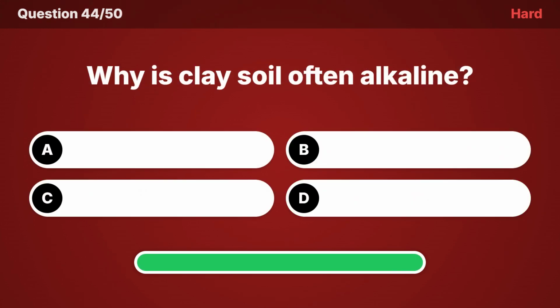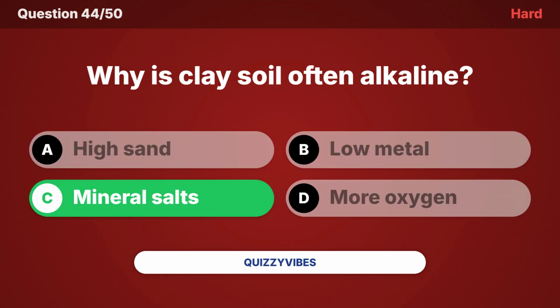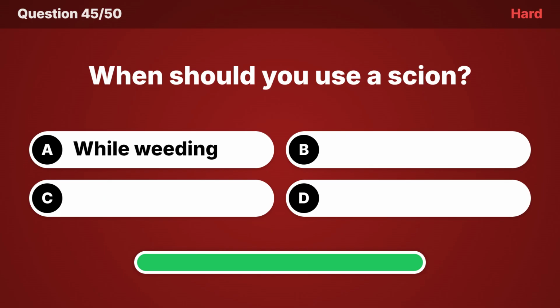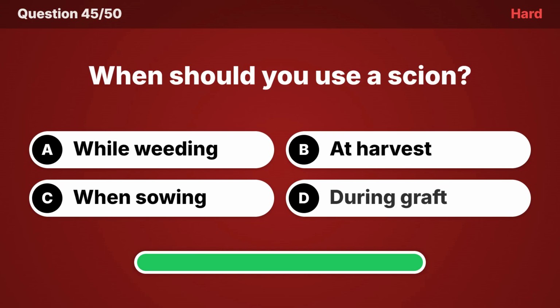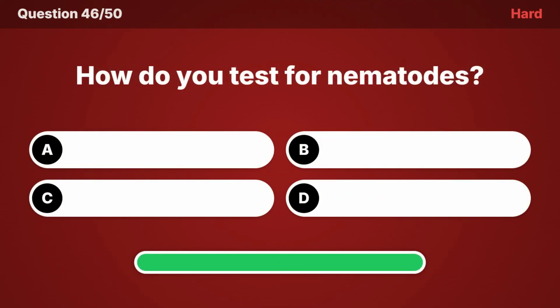Why is clay soil often alkaline? Here is the answer. Mineral salts. When should you use a scion? The answer is during graft. How do you test for nematodes?